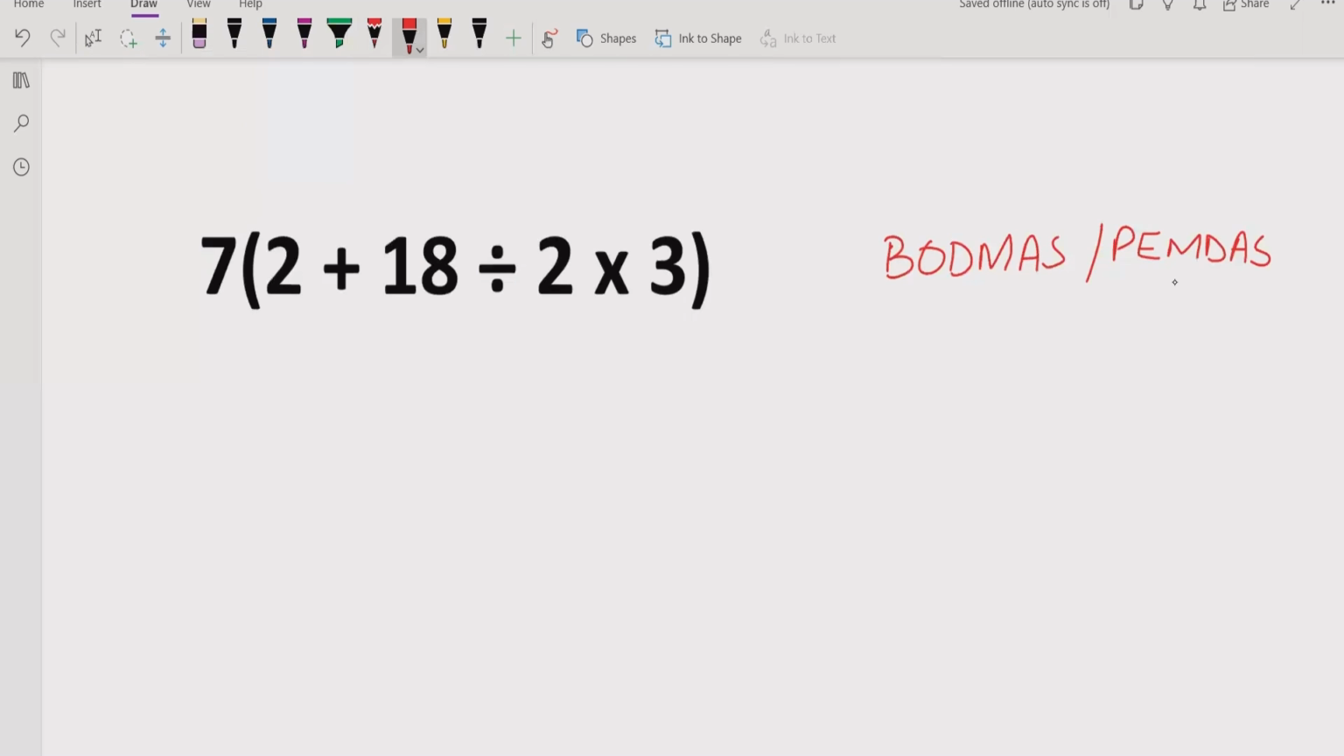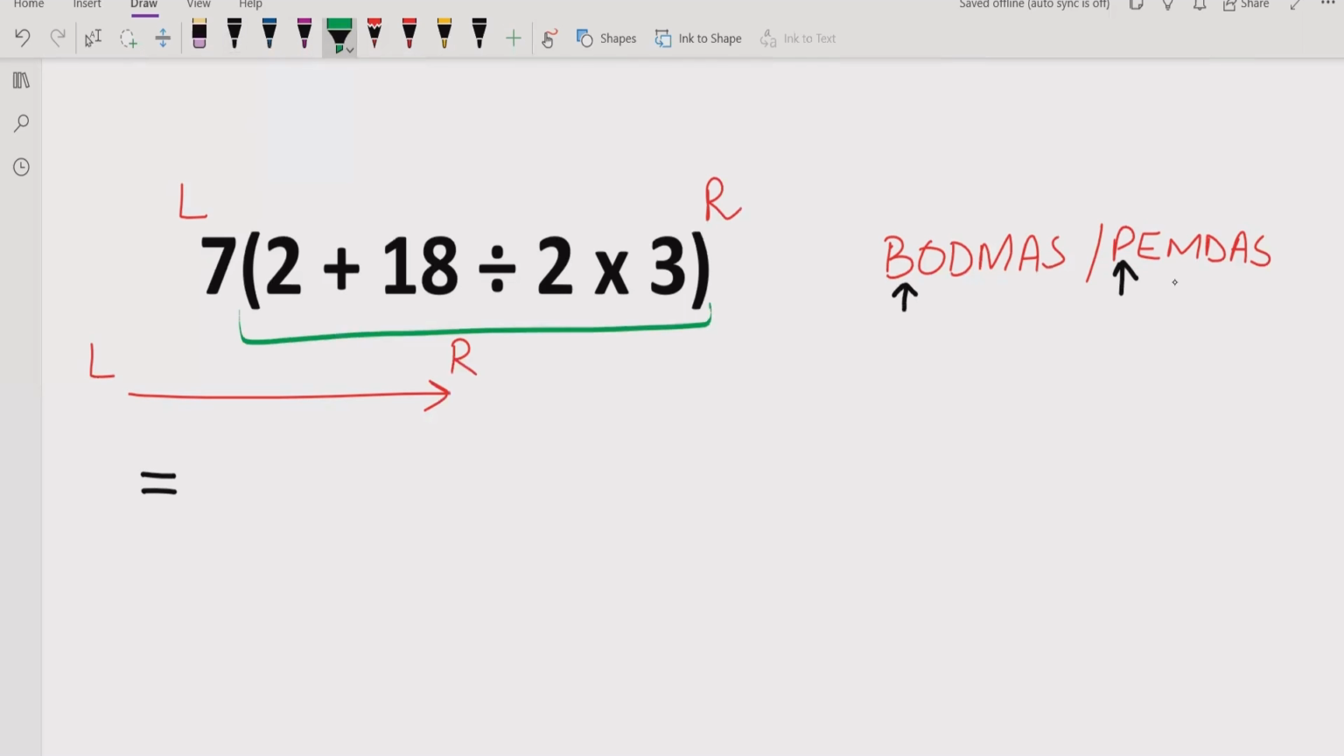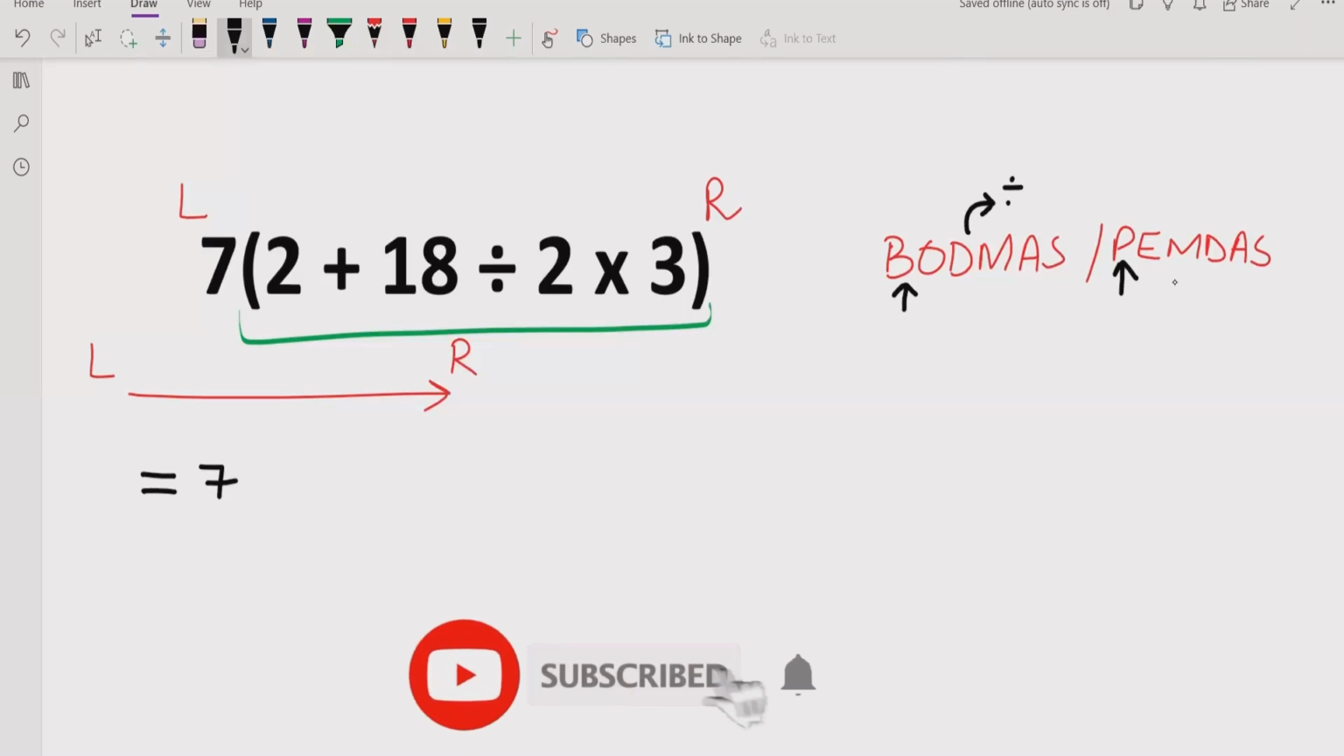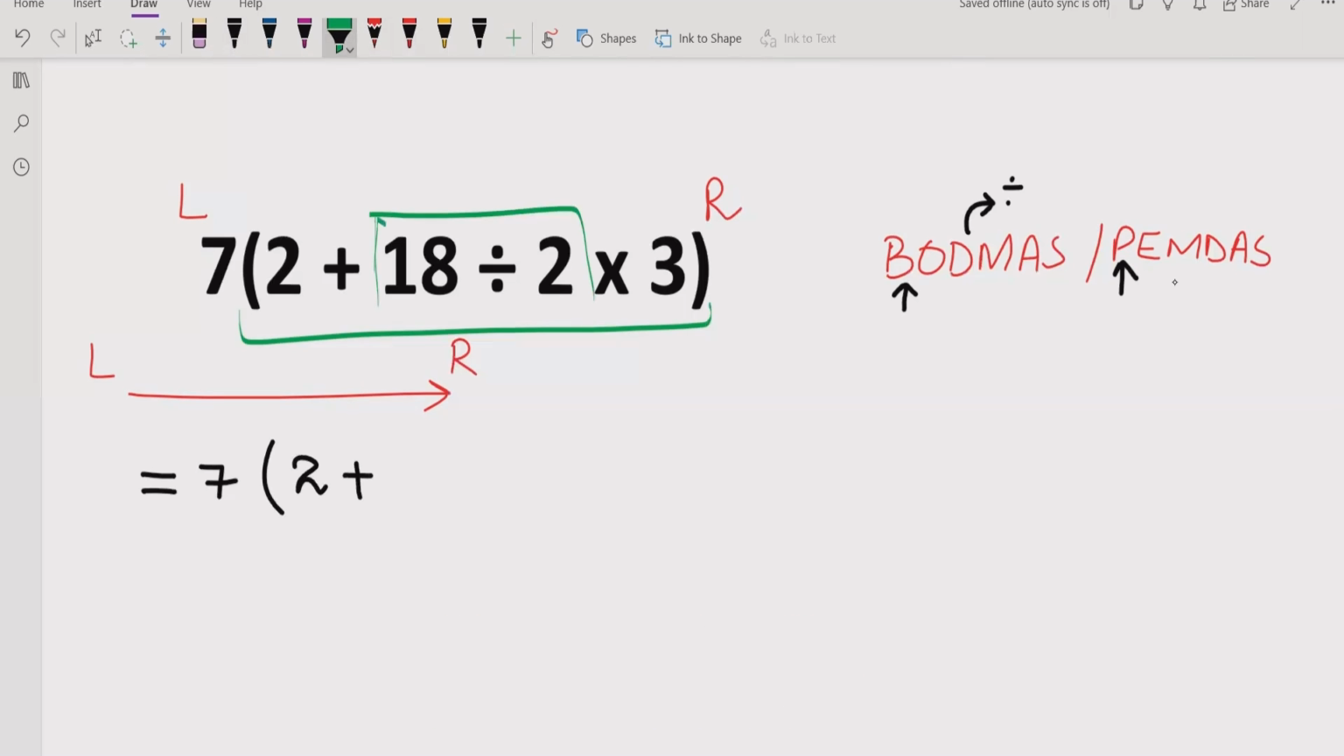Now you can follow this rule from left to right. We will go left to right and solve one by one. So first, here we have the parenthesis, or bracket, so we will solve this expression first. In this expression we have the division sign first, so we will solve the division in 2 plus 18 divided by 2 multiplied by 3 first.